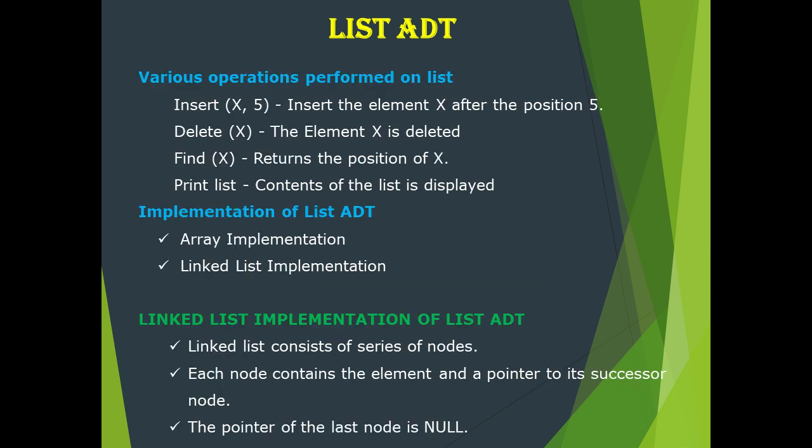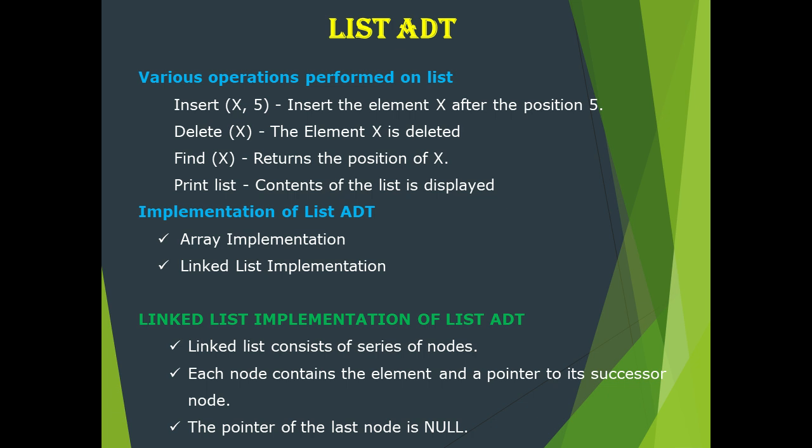Various operations performed on a list are insertion, deletion, find, and we can also display the elements present in the list. Insertion means we can insert an element at a particular position. Deletion means we can remove data that is present in the list. Find means we can search for a particular element and its position. And print means we can display the elements present in the list.